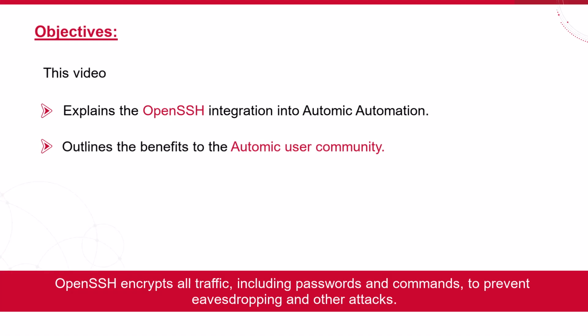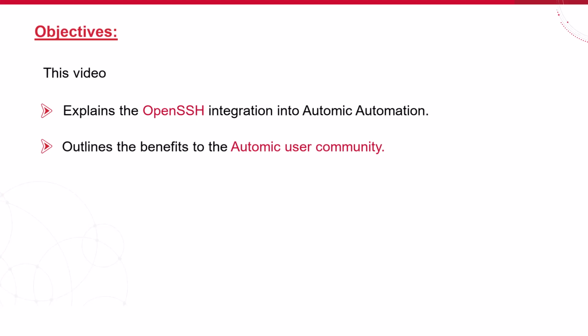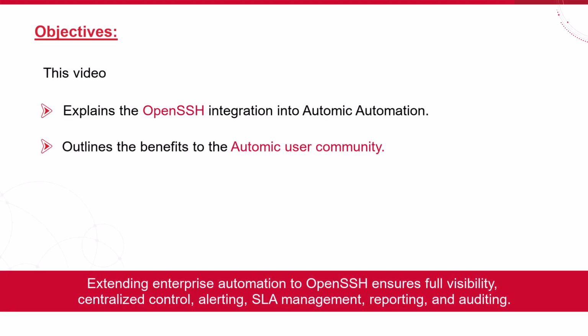and other attacks. It includes several key components: SSH, which is the client used to remotely log in to a server; SSHD, which is the server that handles incoming SSH connections; and SCP, which is a utility for securely transferring files between hosts. Extending enterprise automation to OpenSSH ensures full visibility, centralized control, alerting, SLA management, reporting, and auditing.